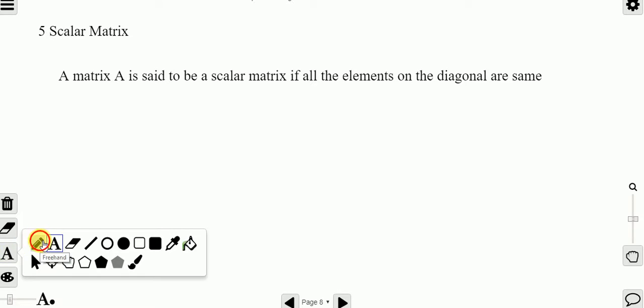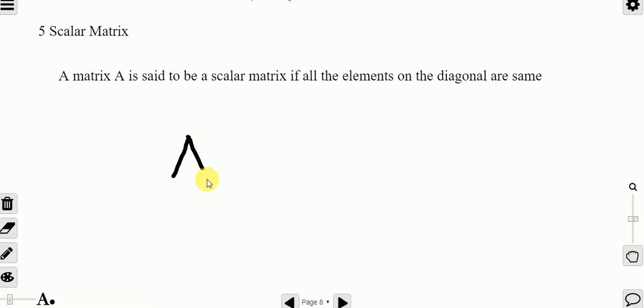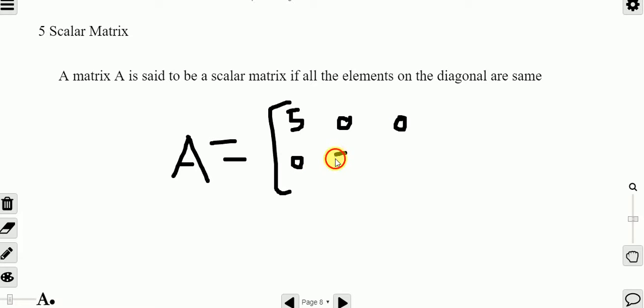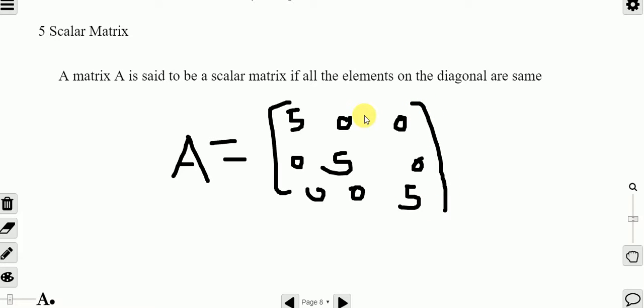So again, let us create an example. Let A be a matrix: [5 0 0; 0 5 0; 0 0 5]. So you can see all the elements on the diagonal are one scalar, which is 5, and all other elements are 0. So this is an example of a scalar matrix.